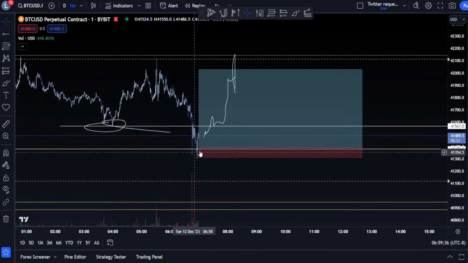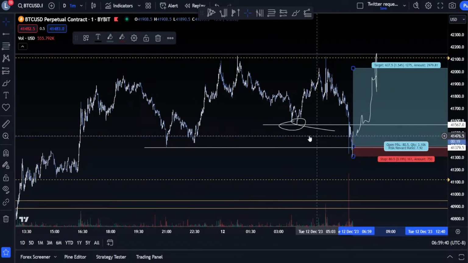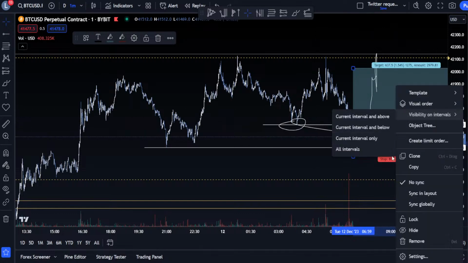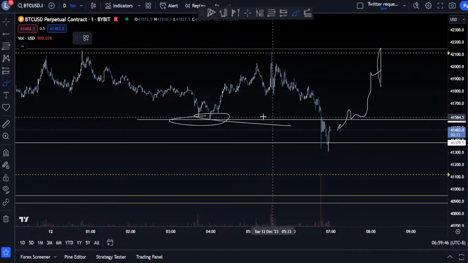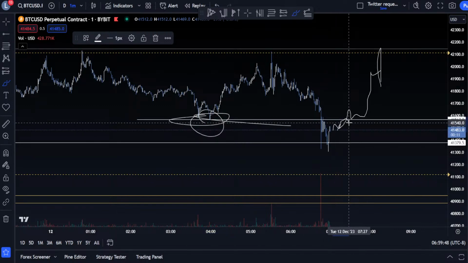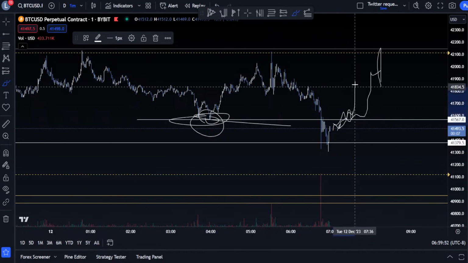We're talking about a 0.19% wick below the level. You really want to see continuation and a break of these highs and reclaim.